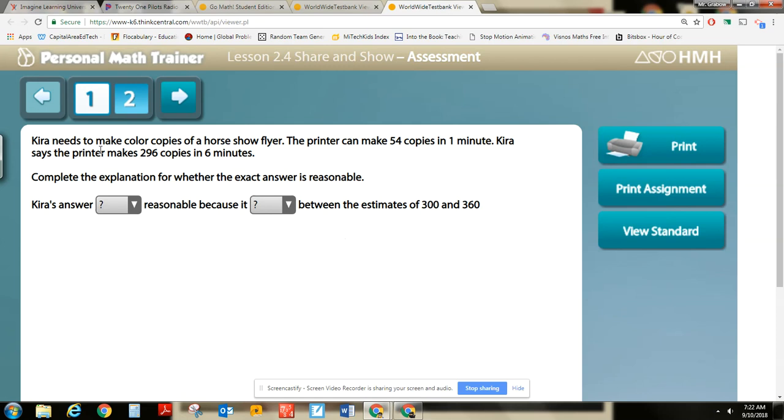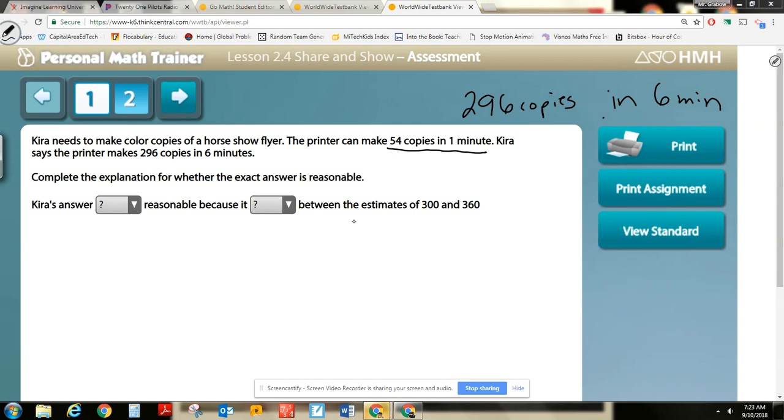So this first one says, Kira needs to make color copies of a horse show flyer. The printer can make 40 copies in 1 minute. Kira says the printer makes 296 copies in 6 minutes. Complete the explanation for whether the exact answer is reasonable. Reasonable, is it going to make sense? So Kira is saying this printer is going to make 296 copies in 6 minutes. This printer can make 54 copies in 1 minute.